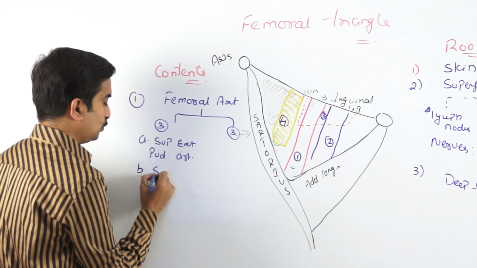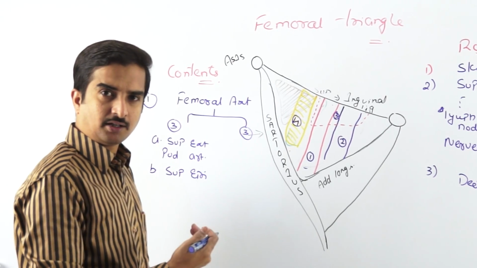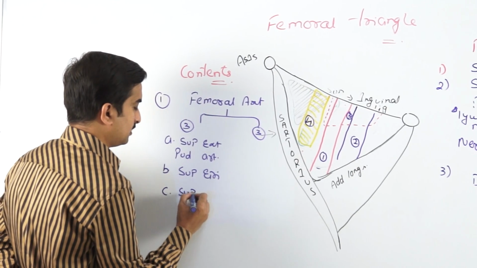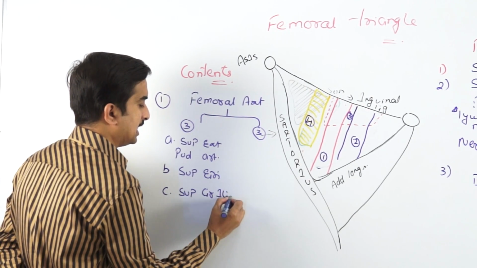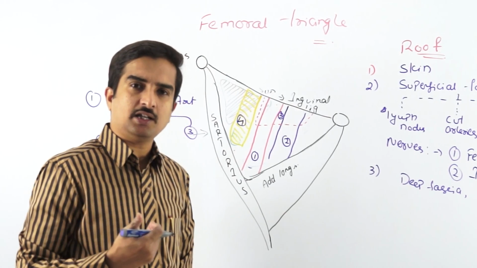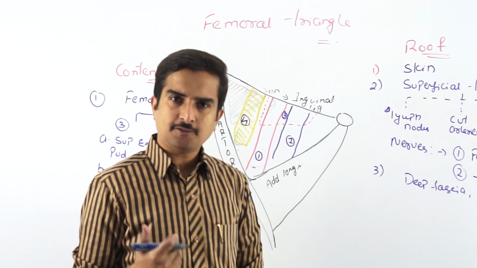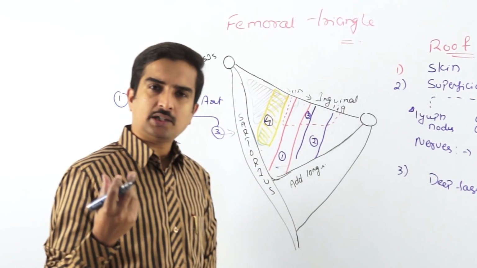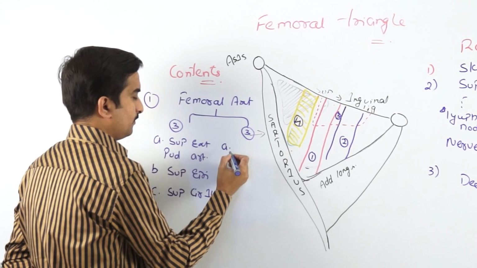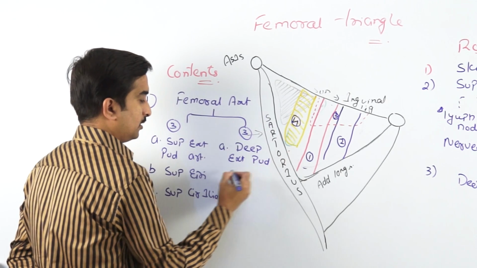The second one is the superficial epigastric artery. And the third one is the superficial circumflex iliac artery. These 3 are the superficial branches of the femoral artery which are given off at the femoral triangle. And there are totally 3 deep branches. The first one is the deep external pudendal artery.